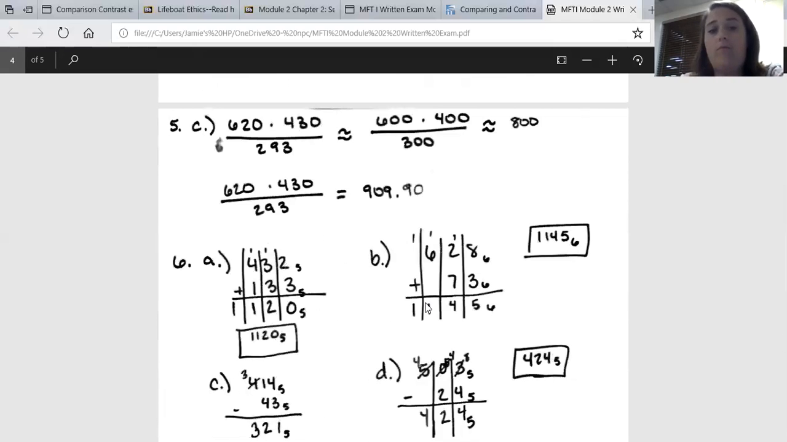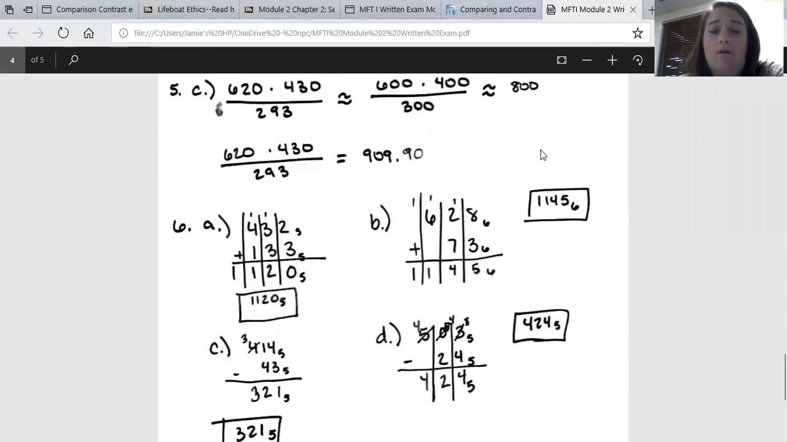Again, we're rounding to that furthest left number, and when we go below 50, we go down. So it's 600 plus 400, and then we divide by 300 because we're rounding up, and that estimates out to 800, but the actual answer comes to 909.90.